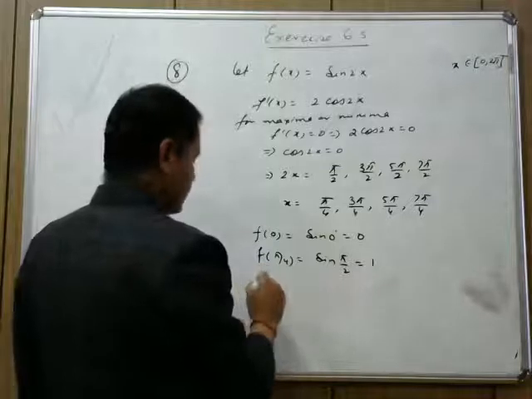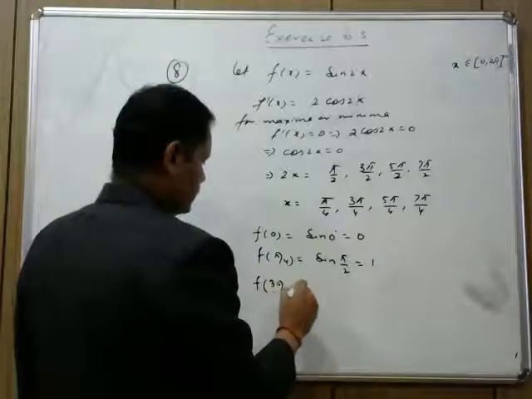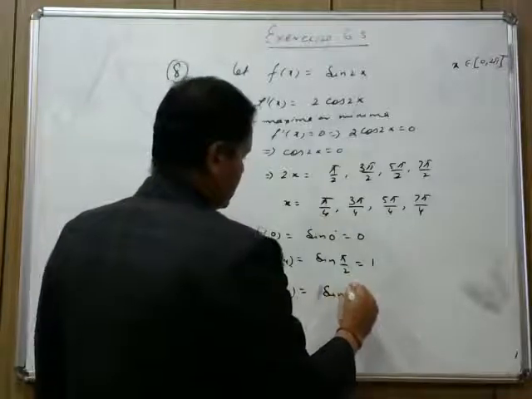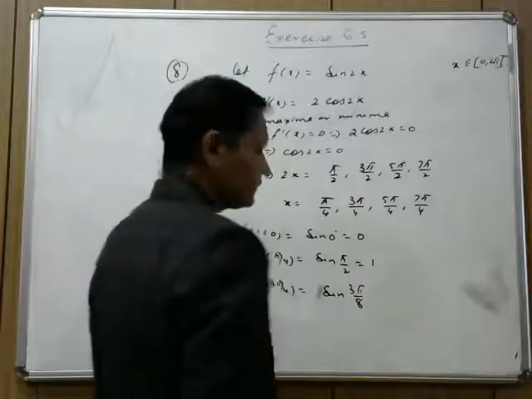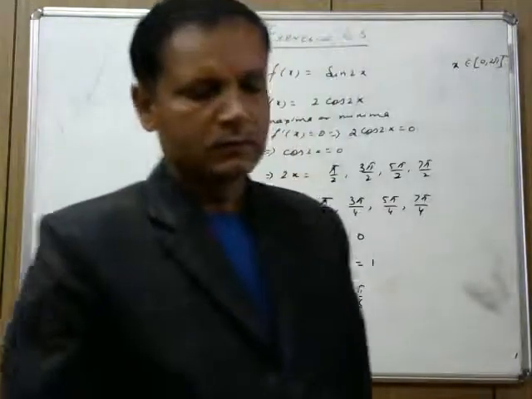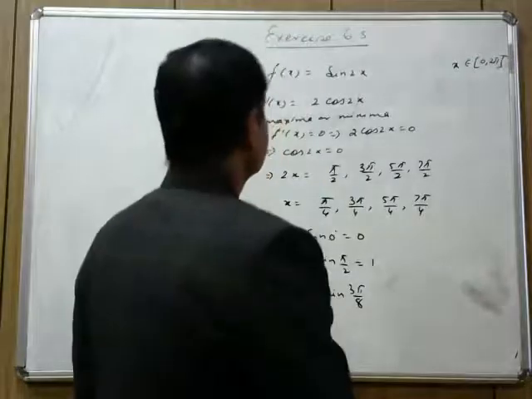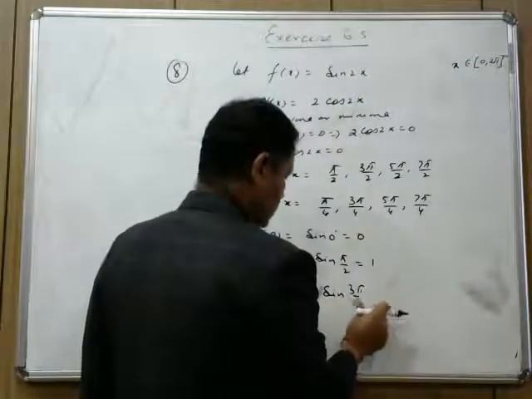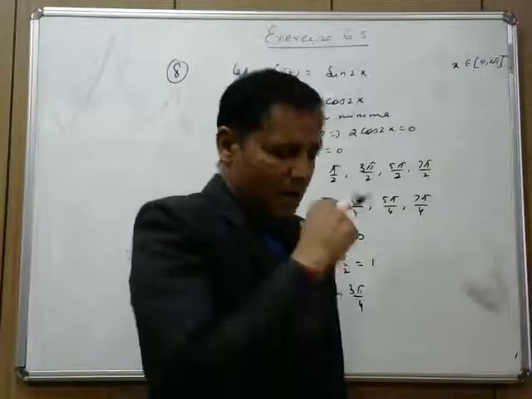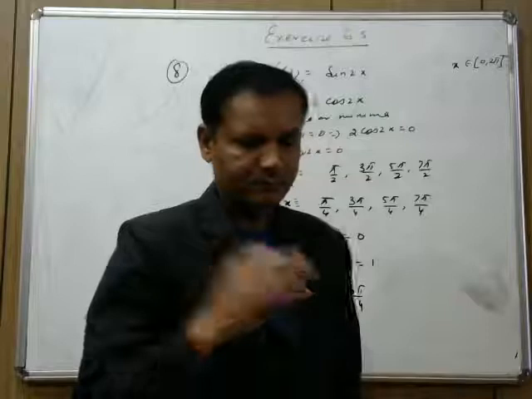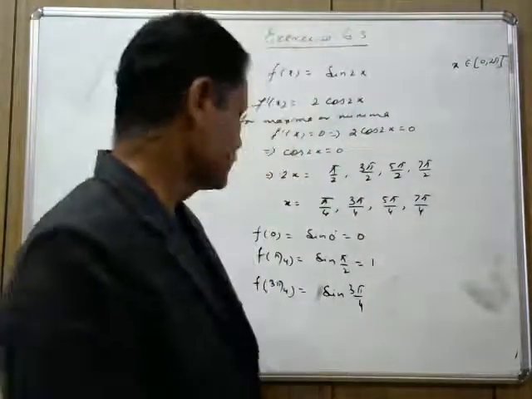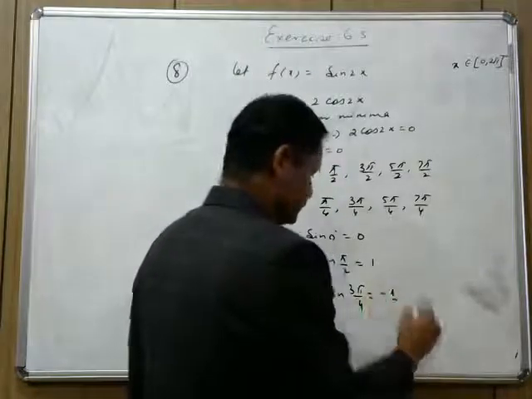Now at f of 3 pi by 4, we will have sine of 2 into 3 pi by 4, so now we get sine 3 pi by 2. How much? Minus 1.